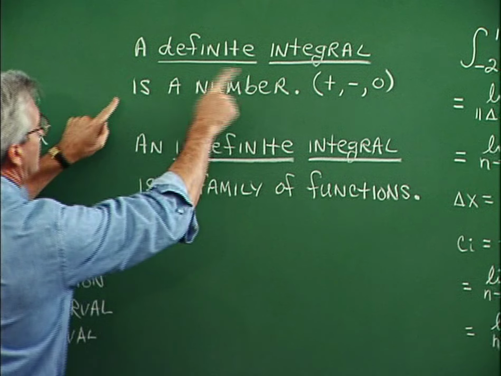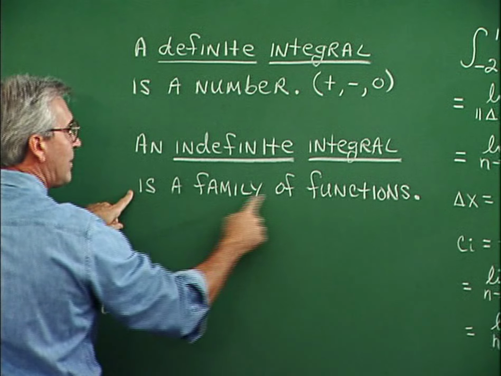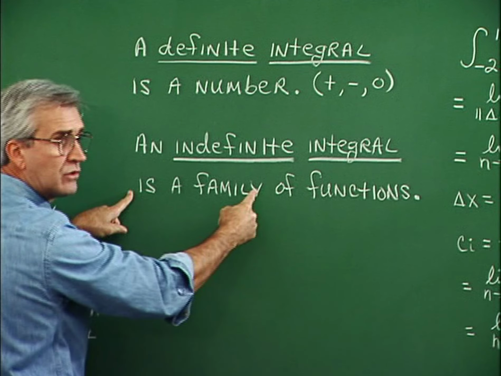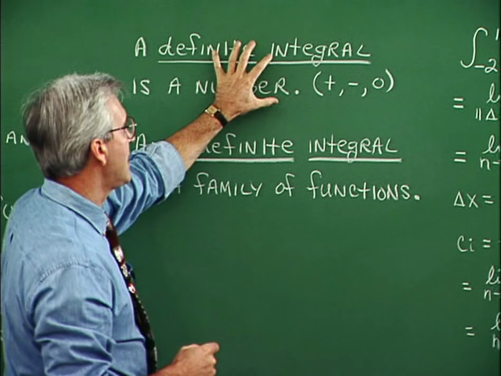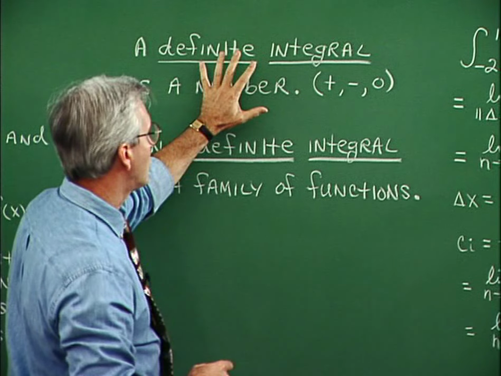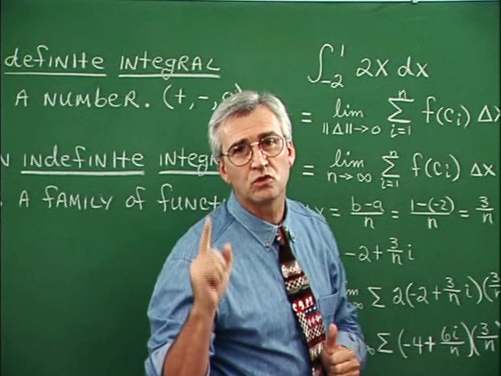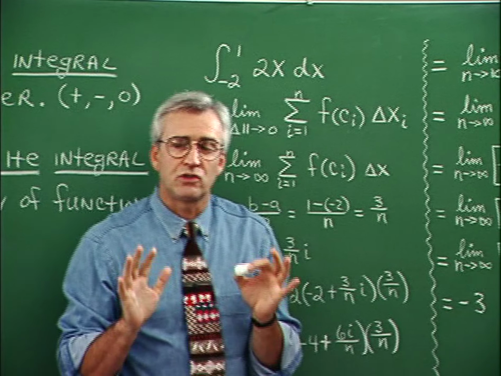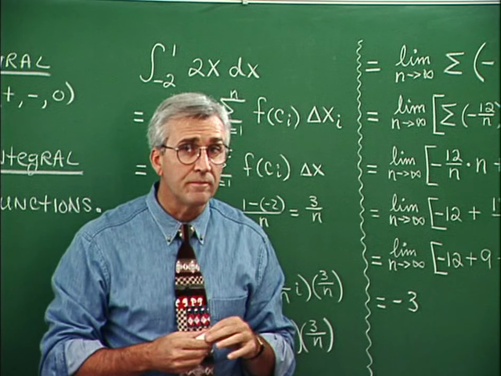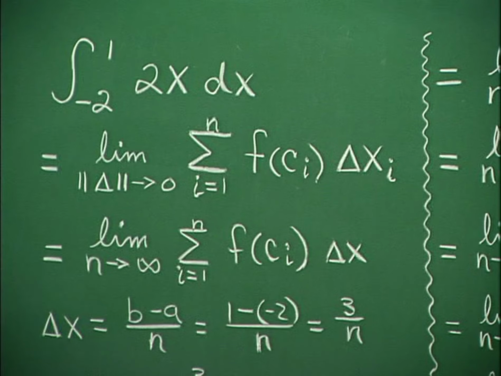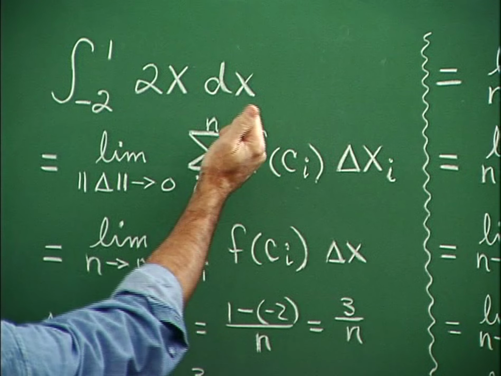Okay, so a definite integral is a number. An indefinite integral is a family of functions, and this is what we were doing in the first section of this chapter. All right, let's find a definite integral. Let's actually make the calculation here, and we make the calculation according to this limit idea. Now, there are going to be some shortcuts here, and I'll show you the shortcuts later, but for the time being, this is what we're going to do. This says the integral from -2 to 1 of 2x dx.